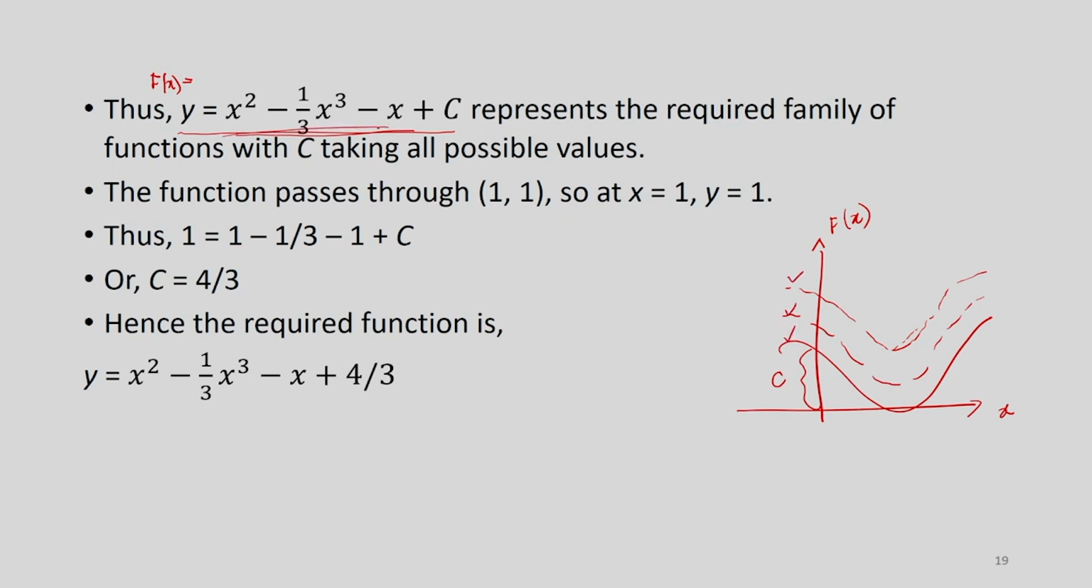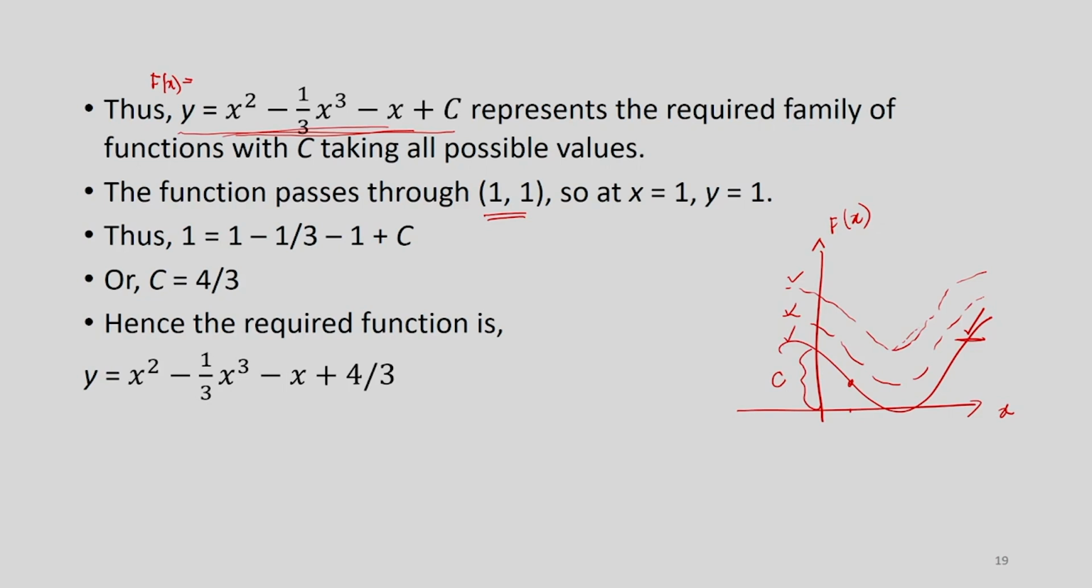But our problem is this: we want to find that particular function, that specific function which passes through a given point which is (1, 1). So, suppose 1 is here and 1 is here. So, this is the (1, 1) point. So, we want to find this function which is represented by this continuous line, not the dotted lines. So, what will be the equation of this particular line? So, how do I do that?